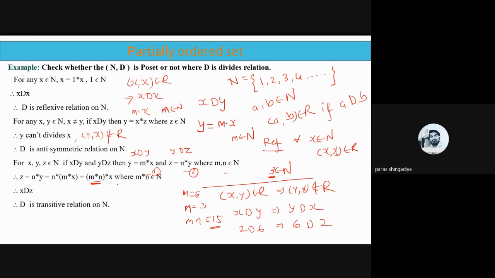So therefore, we can say that divides is a transitive relation on N, and therefore we can say that (N, D) is a partially ordered set. Okay, (N, D) is a poset. Why is it a partially ordered set? Because it satisfies the reflexive condition, the antisymmetric condition, and the third one is the transitive condition. Therefore, N, the set of natural numbers with the divide relation, is a partially ordered set.